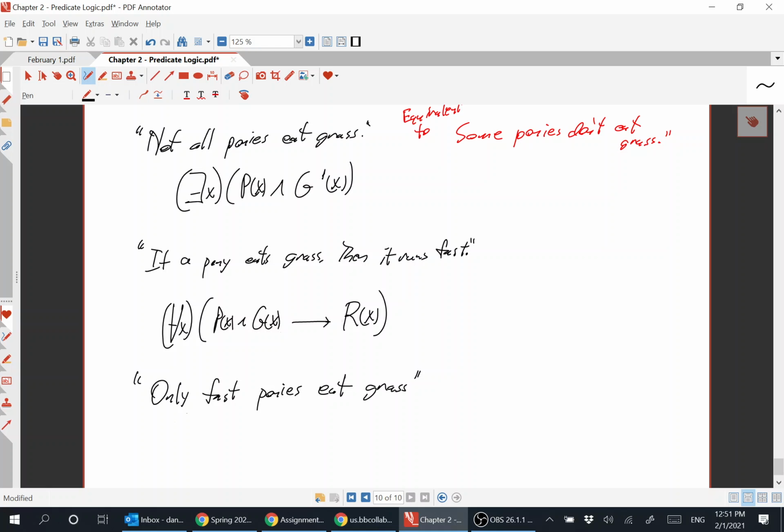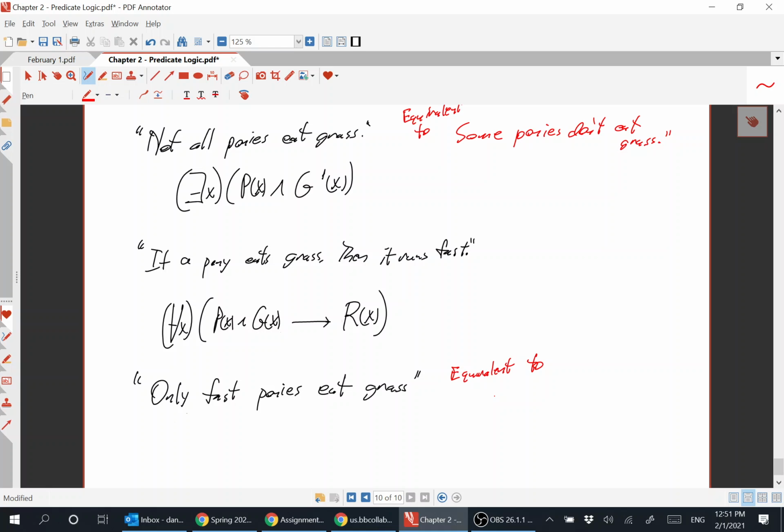Only fast ponies eat grass, not cows, not buffalo, not ducks. Just fast ponies eat grass. Not sheep, not goats. All right, this is equivalent to what? Say it as an if-then. If it is a fast pony, it eats grass.